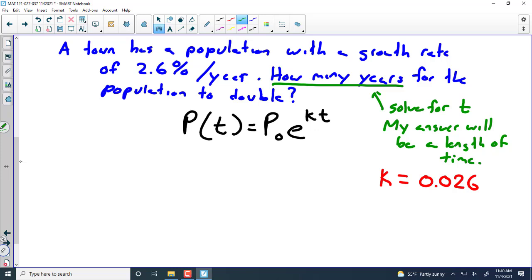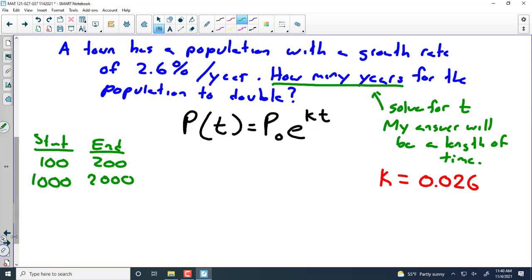Let's say that we started with 100 people. If we start with 100 people, then we're trying to figure out how long it takes to get to how many people? 200. So you can basically plug in whatever number you want for the starting. Because if this was 1,000, we'd be trying to see how long it took to get to what? 2,000.